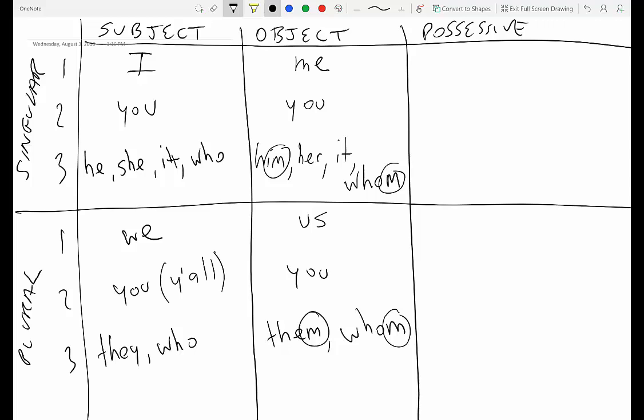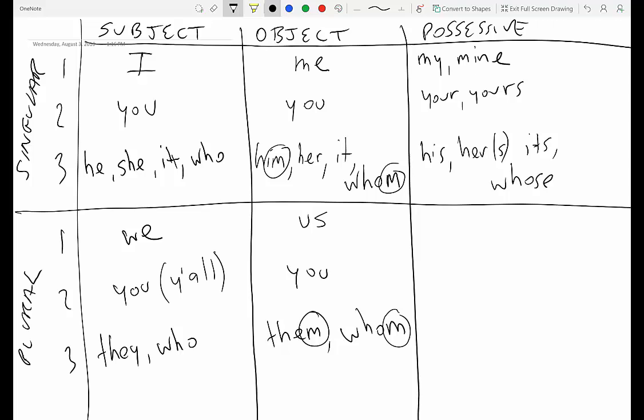Then we get to possessive form. I have it, give it to me, it is my or mine. You have it, give it to you, it is your or yours. And he has it, give it to him, it is his. She has it, give it to her, it is her or hers. It has it, it is its. Or, in the case of who, becomes whose.